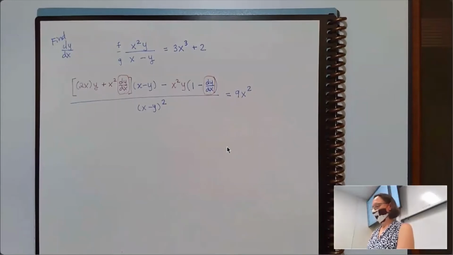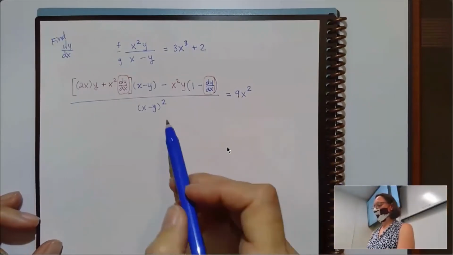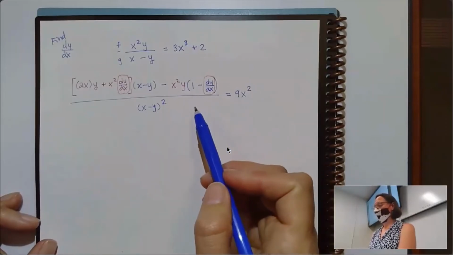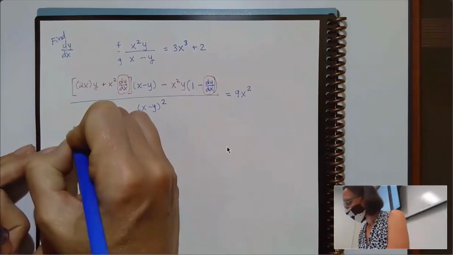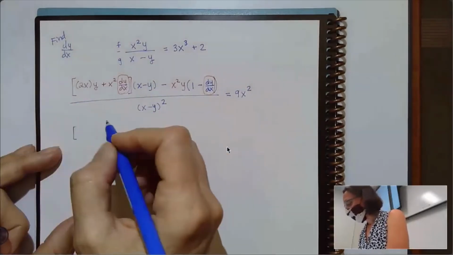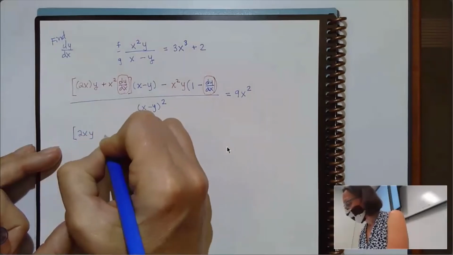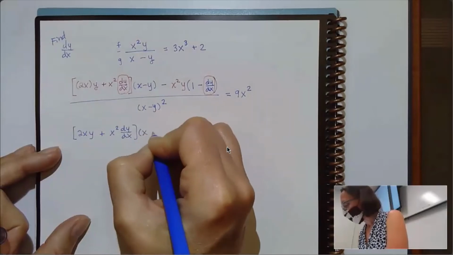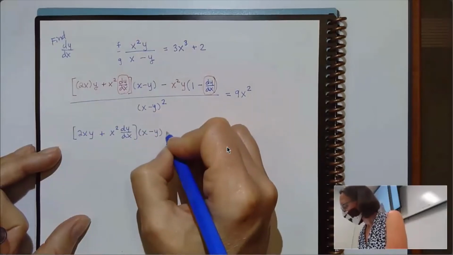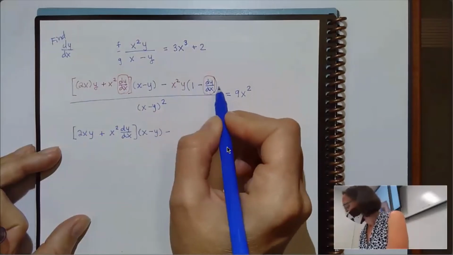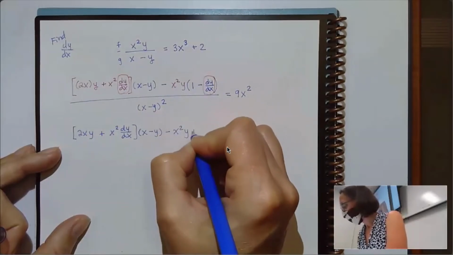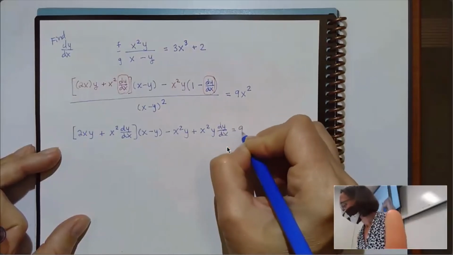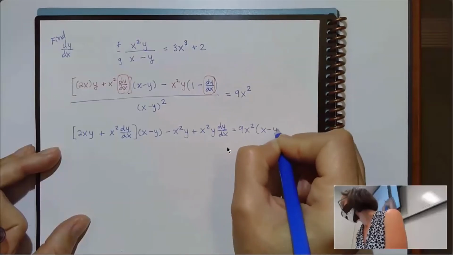So algebra wise, I'm going to multiply both sides by the denominator now. I'm not going to bother distributing that out. I am going to look at the top here. I've got 2xy plus x squared dy/dx. That's still times an x minus y. Minus, I'm going to go ahead and distribute this out. So minus x squared y plus x squared y dy/dx is equal to 9x squared times x minus y squared.